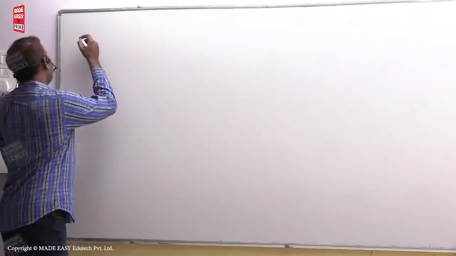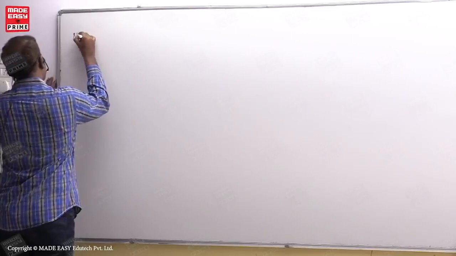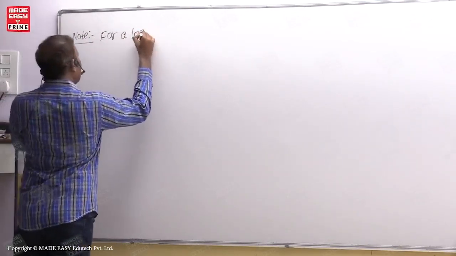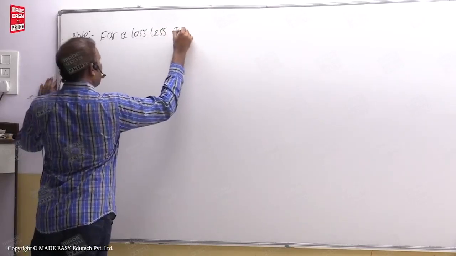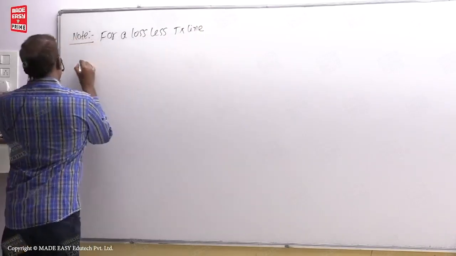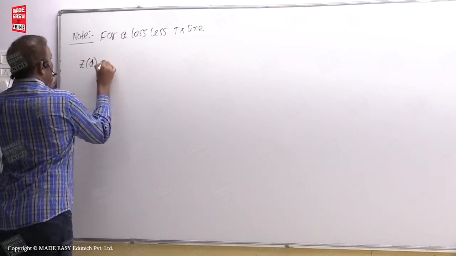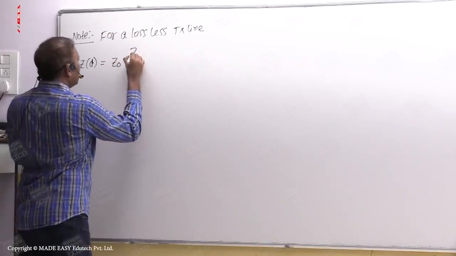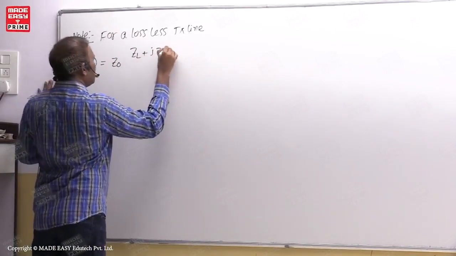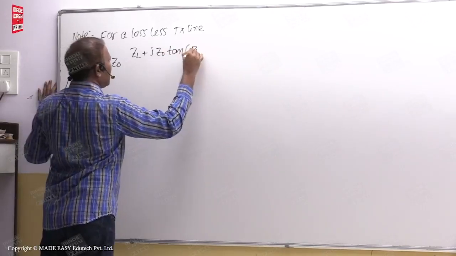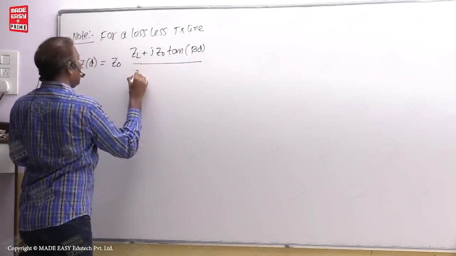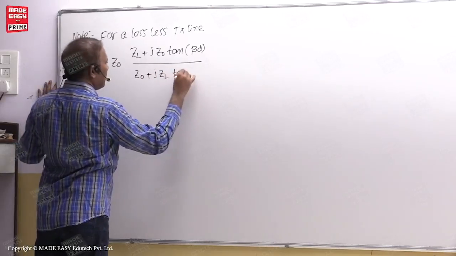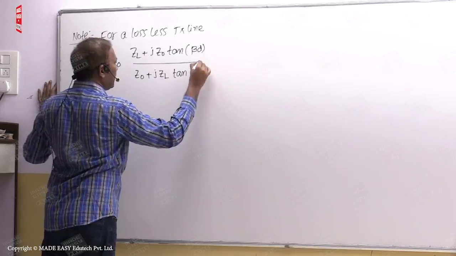So dear students, let us see this note. For a lossless transmission line, the impedance of the transmission line at d distance from the load is Z0 (ZL plus jZ0 tan βd) divided by (Z0 plus jZL tan βd).